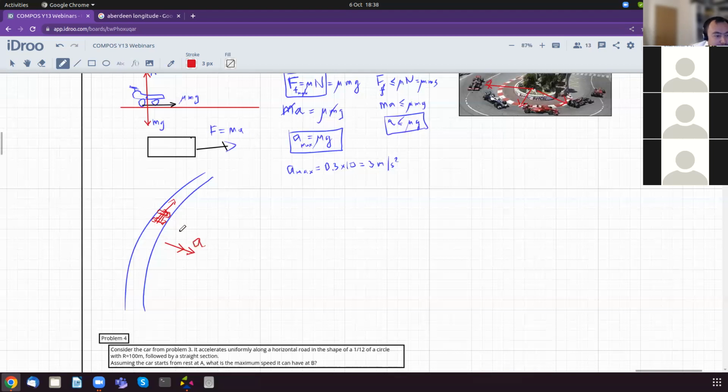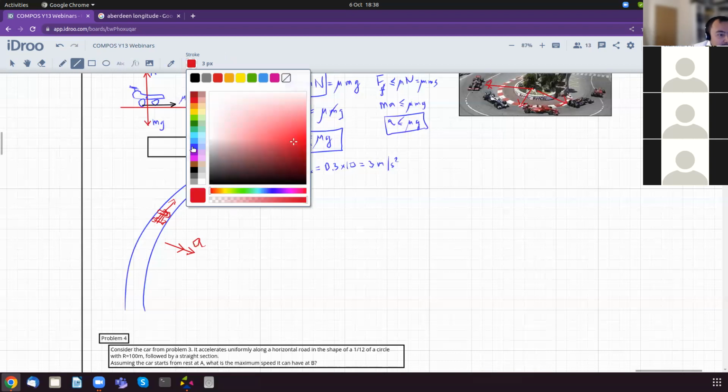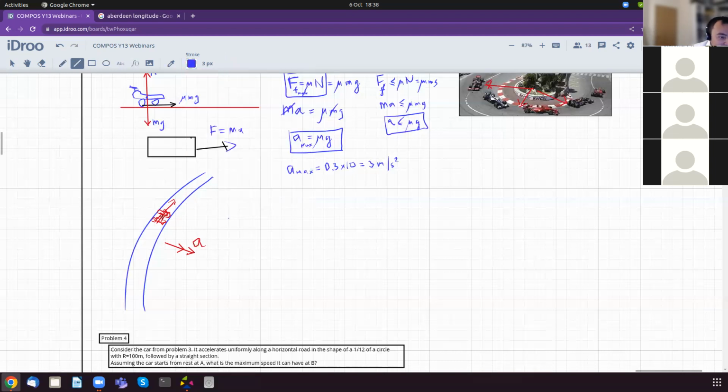Acceleration. And so there must be a force towards the center of the track. And that force is, you guessed it, friction. Because if there was no friction, the car would travel in a straight line. The friction causes the car to turn.